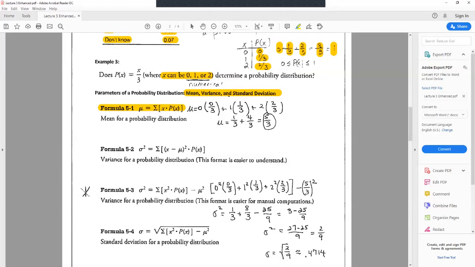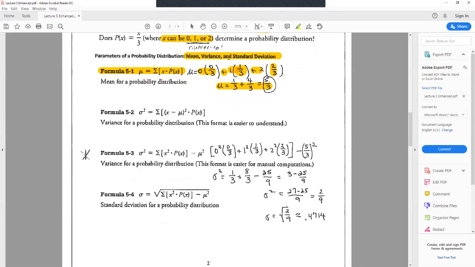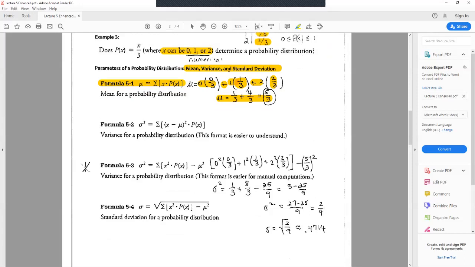So we're going to multiply 0 times its probability plus 1 times its probability plus 2 times its probability. And when we add those up, we will figure out that the average for this probability distribution is 5/3. Again, please go back and check my mathematics because sometimes I do get in a hurry. So that's how you would find the average for a probability distribution. It's just the sum of the products of each x value times the corresponding probability.